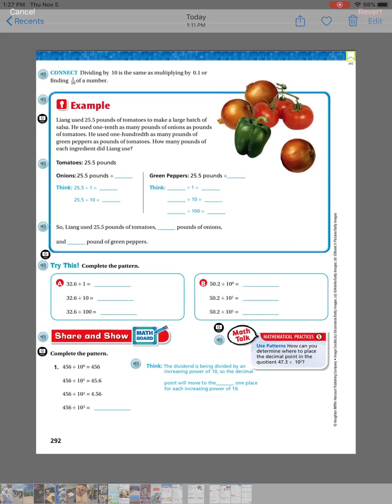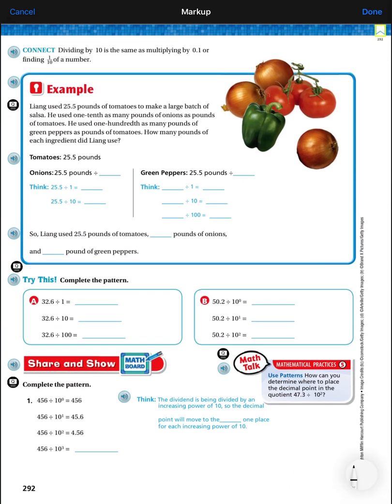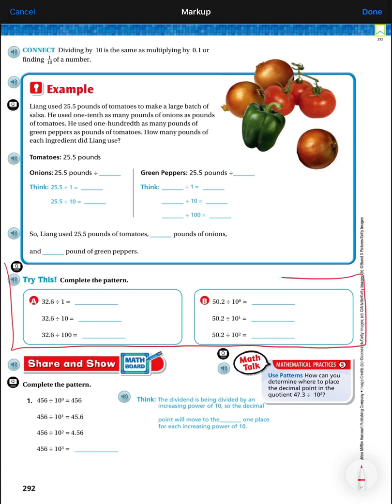All right, let's go ahead and turn to page 292. 292. I want to look at the middle of the page where it says try this, and there's a part A and a part B. So right here on the middle of the page where it says try this, okay? So let's look at this. It says to complete the pattern, okay? Now part A uses just 1, 10, and 100, but part B uses exponents, okay? So let's take a look at this together.